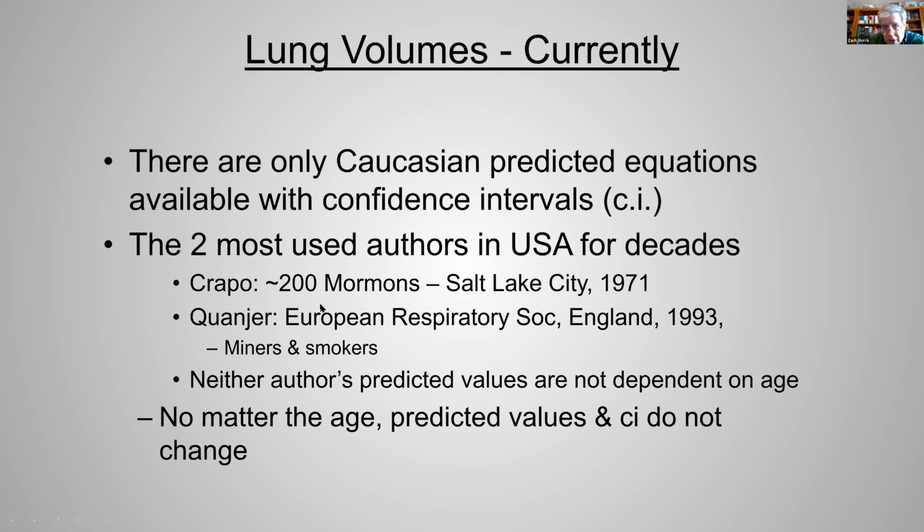He basically got his data from 200 Mormons in Salt Lake City back in 1971. Quanjar published his data in European Respiratory Society in England in 1993. And what's kind of interesting is that his study included minors in England. And he also included smokers in his calculations.